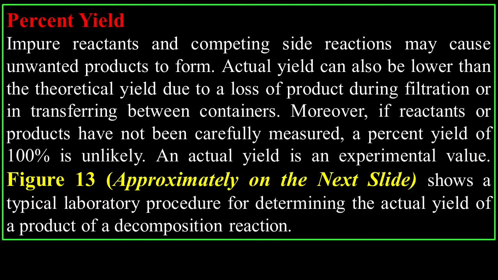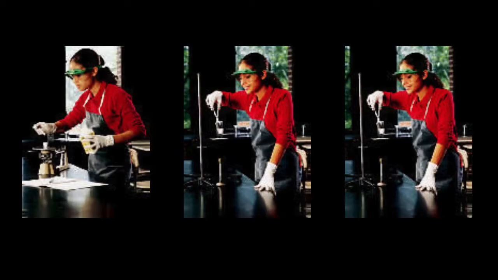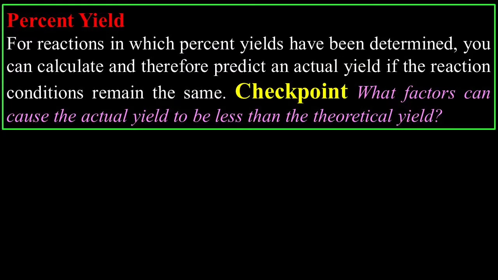Figure 13, approximately on the next slide, shows a typical laboratory procedure for determining the actual yield of a product of a decomposition reaction. So here is the chemist determining actual yield. For reactions in which percent yields have been determined, you can calculate and therefore predict an actual yield if the reaction conditions remain the same.